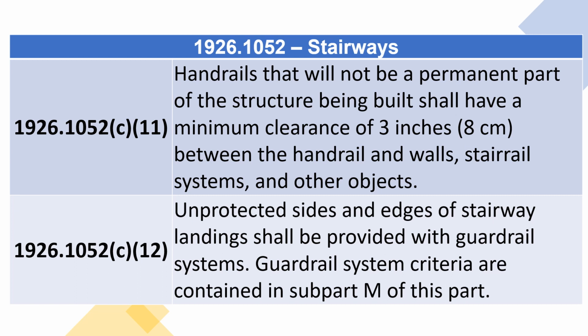1926.1052 C11. Handrails that will not be a permanent part of the structure being built shall have a minimum clearance of 3 inches, 8 centimeters, between the handrail and walls, stair rail systems, and other objects. 1926.1052 C12. Unprotected sides and edges of stairway landings shall be provided with guardrail systems. Guardrail system criteria are contained in Subpart M of this part.